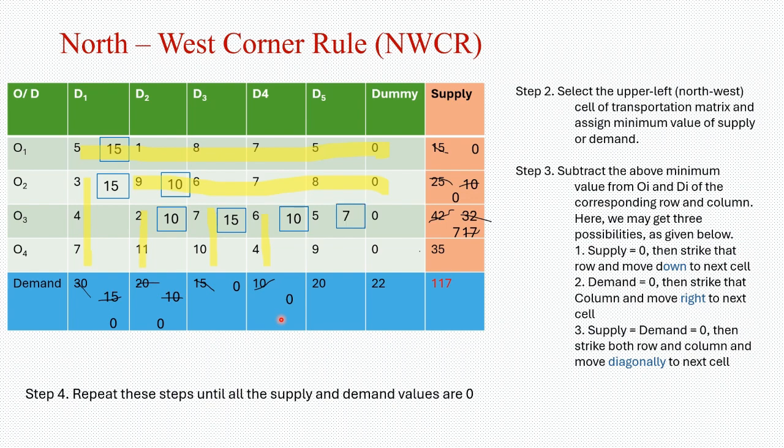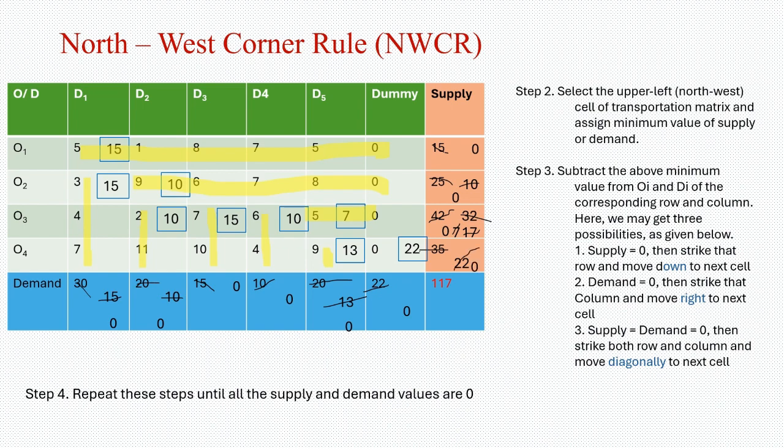Again we move right, 7 and 20. 7 is less and so minimum value. 7 minus 7 is 0 and 20 minus 7 is 13. Here supply is 0, so row is cancelled. Now we move down, 35 and 13. 13 is minimum value assigned. 13 minus 13 is 0 and 35 minus 13 is 22. Demand is 0, so column is cancelled. We move right, here we see 22 both in supply and demand, so minimum value assigned is 22. 22 minus 22 is 0. Thus we got both supply and demand become 0.